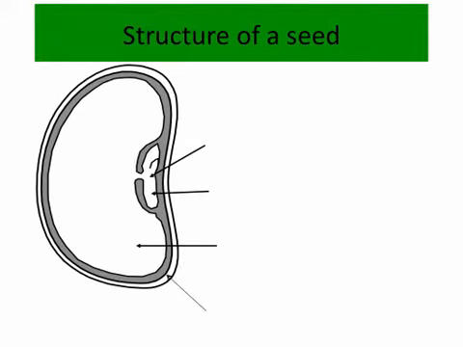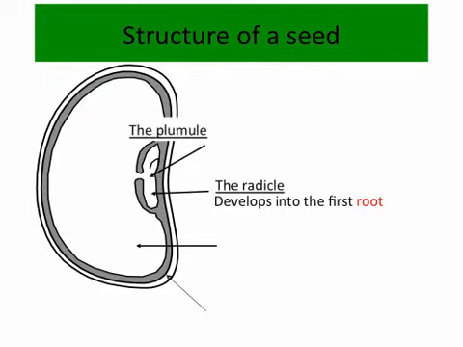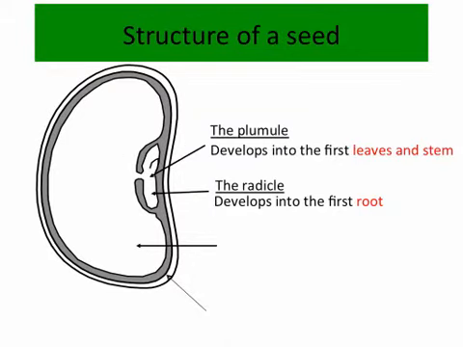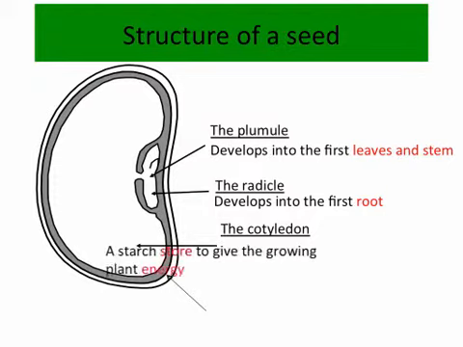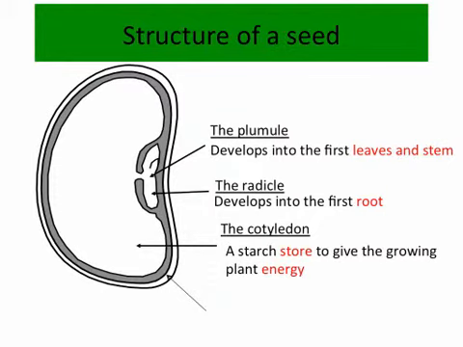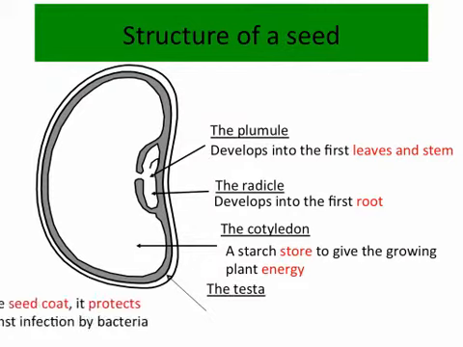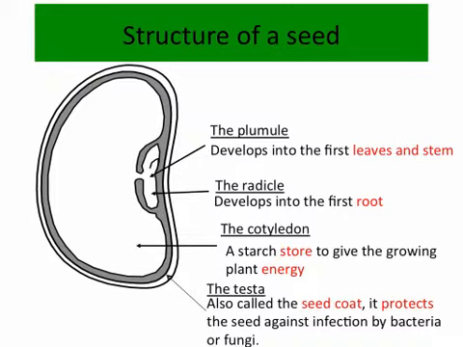Now, once the ovum has been fertilized, a seed will start to grow. And you need to know a little bit about the structure of a seed. So, the seed has a radicle. This is what develops into the first root. You can kind of think of this part here as the seed embryo, or the plant embryo. The plumule, which is what will develop into the first leaves and stem. The cotyledon, which is a store of energy, so the plant can grow before it can start doing photosynthesis. And finally, the testa, or seed coat, protects the seed against infection by bacteria or fungi.